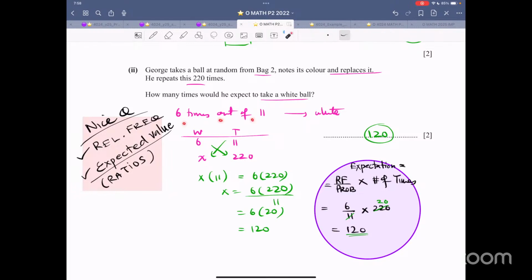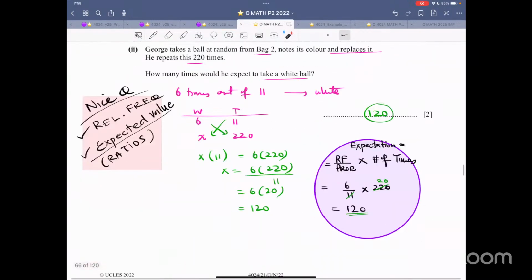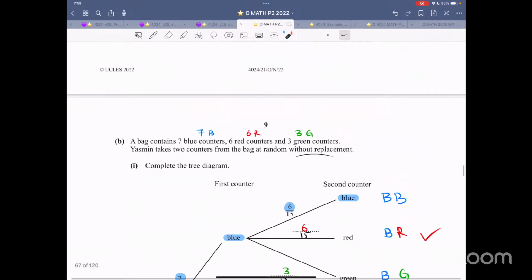6 times out of 11, that is how you would take a white ball out. T is for total. If he is doing the experiment 220 times, the number of times he will get it is X. Therefore X comes out to be 120. Another way: expectation is the relative frequency or probability multiplied by the number of times. So 6 over 11, which can be a fraction or a decimal, multiplied by 220 gives the answer 120. So this is done.